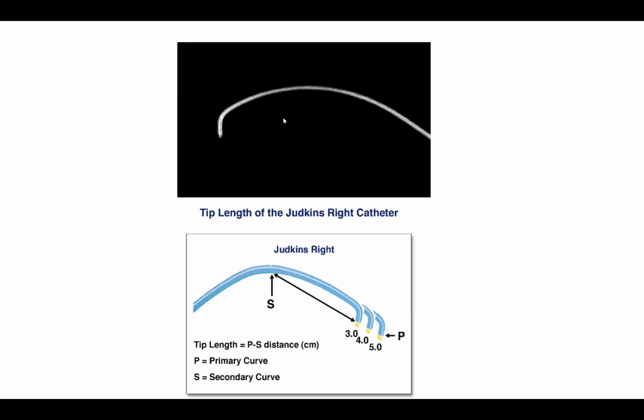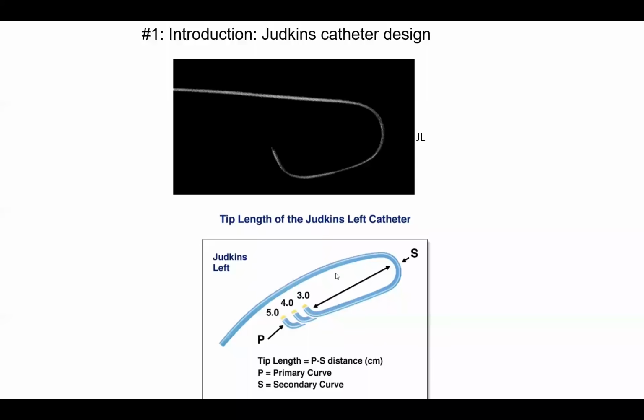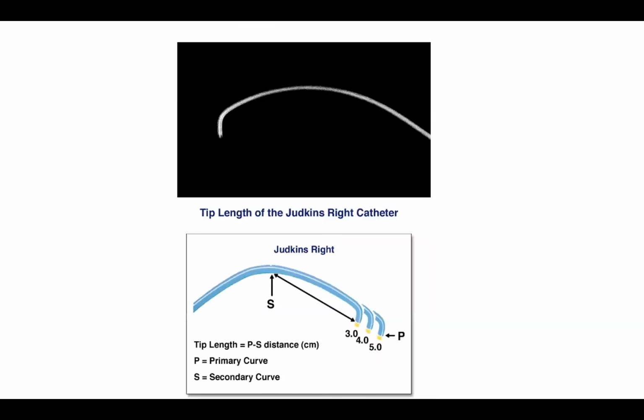This is the Judkins right catheter meant to engage the right coronary. It's a different shape, more elongated. And again, it has a primary and a soft secondary curve, and the distance between those two is the length of the catheter. Unlike Judkins left, where we frequently vary our length of catheter between 3 to 6 centimeters, depending on radial versus femoral and the shape of the aorta, for Judkins right, we almost always use Judkins right 4. I will elaborate on the Amplatz catheter later on.